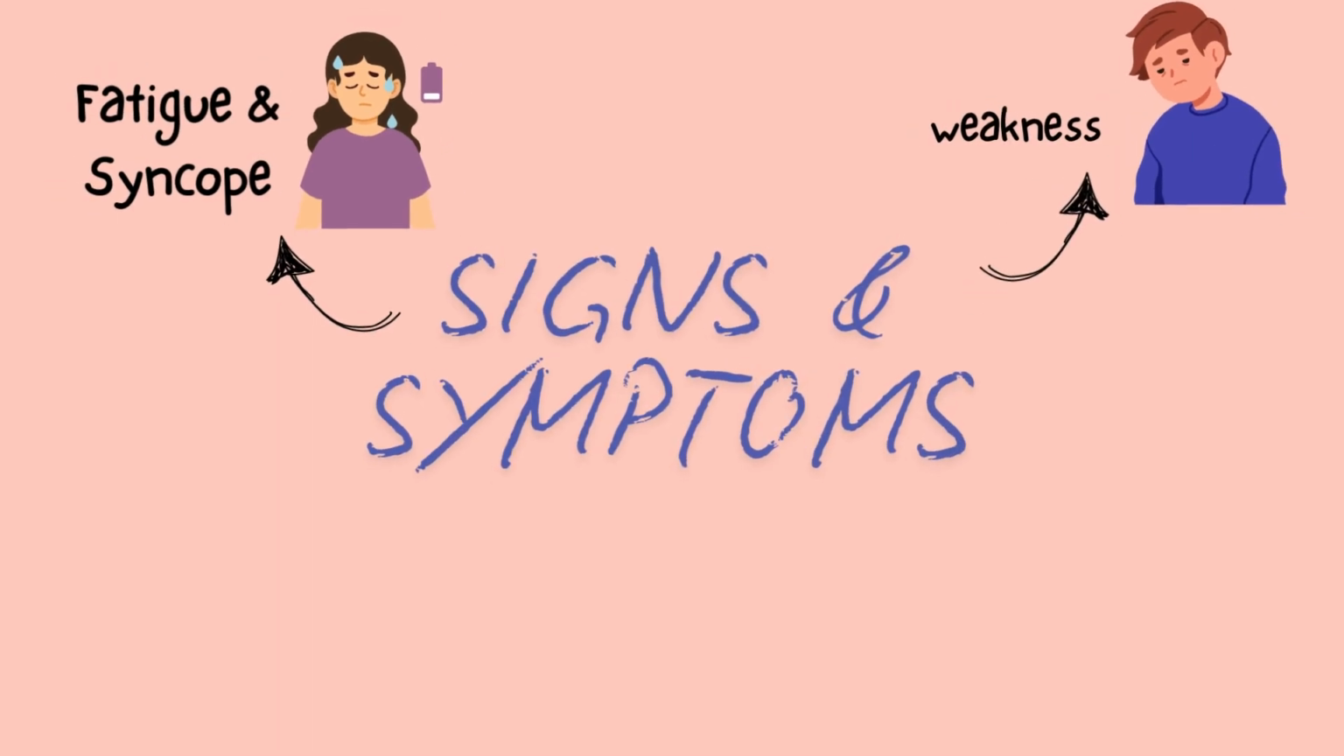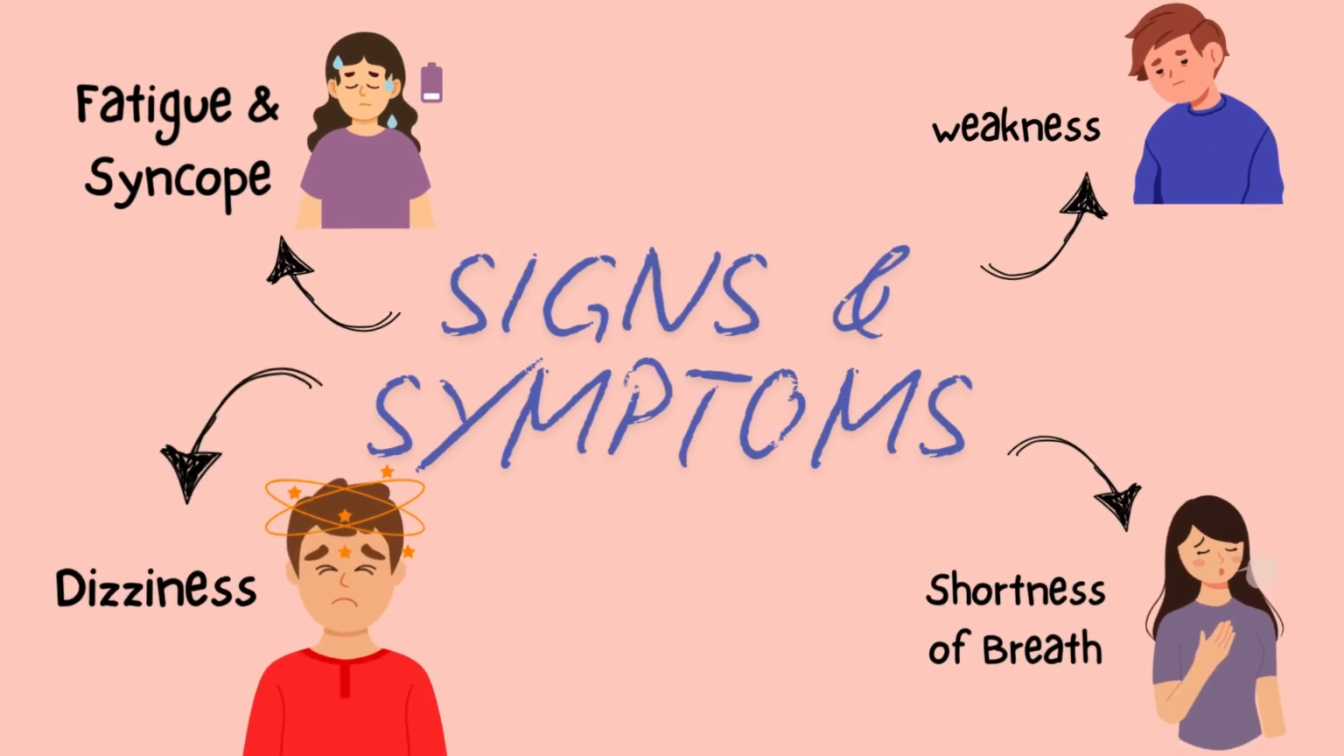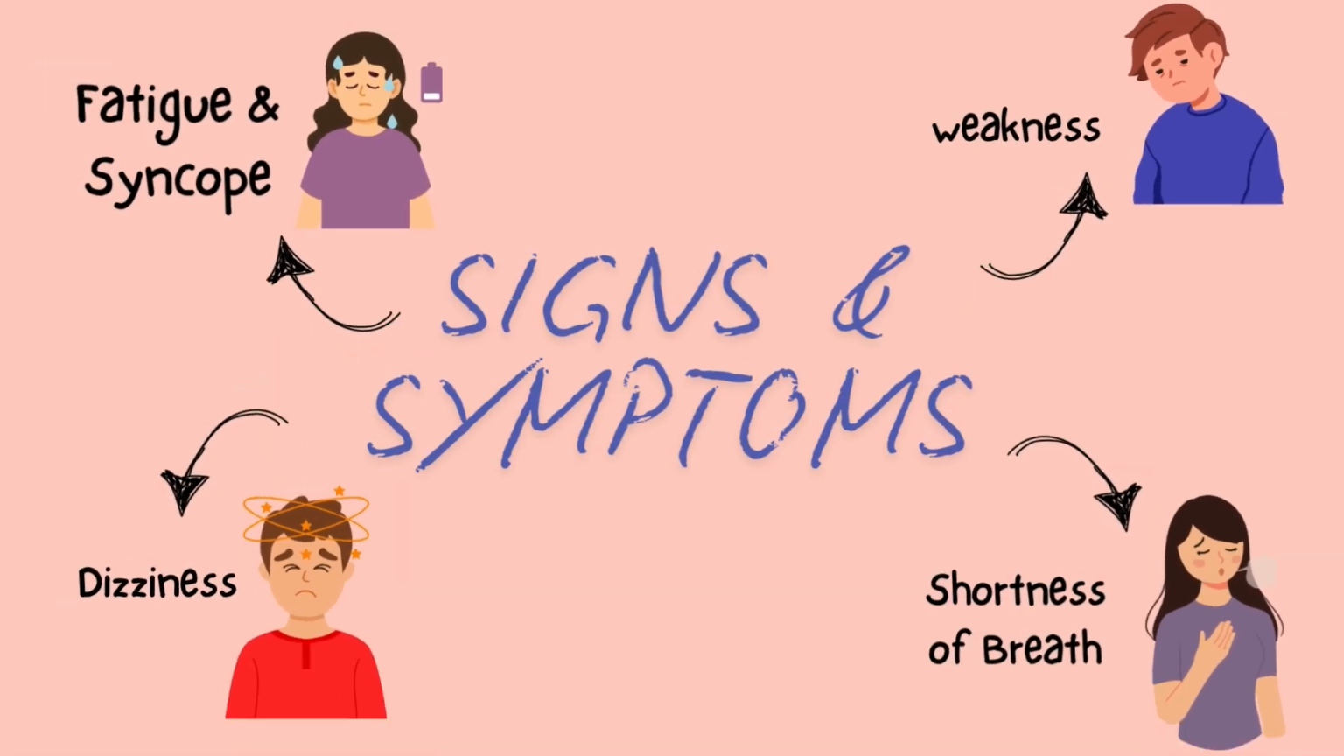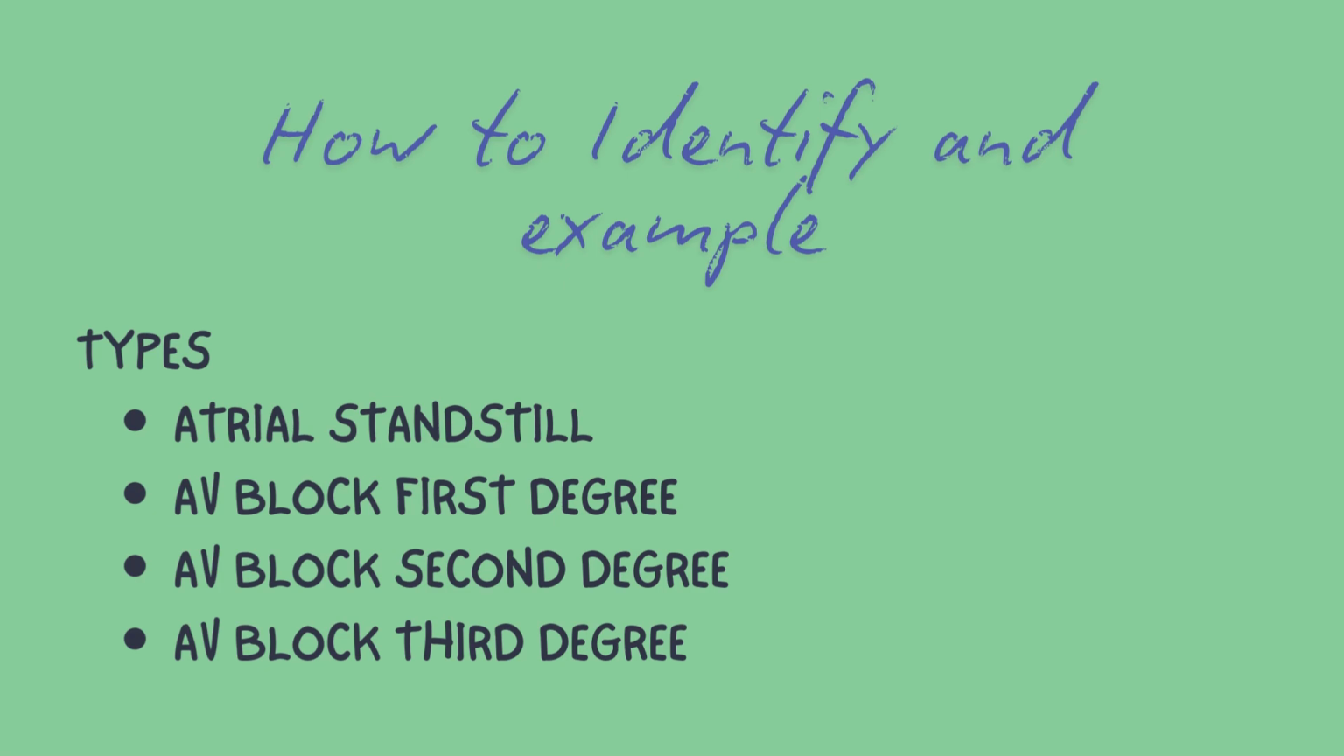The signs and symptoms include fatigue and syncope, weakness, shortness of breath, and dizziness. Now that we have covered the basics of bradyarrhythmias, let's take a deeper look and explore the different types of bradyarrhythmias and their corresponding treatments.